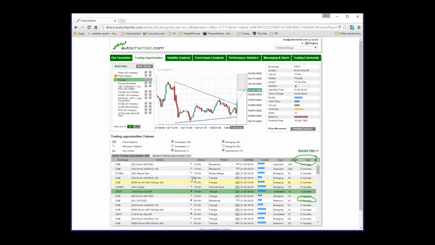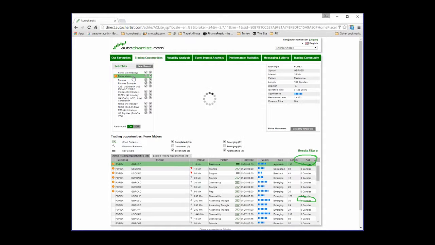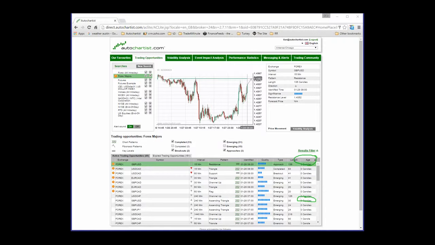E-mini, the Dow $5 E-mini has broken through a resistance level, and we think it's going up to just over 16,000. So that's an idea of how you can use it on the futures market and similarly on the stock market. What I want to show you now, let me go back to the Forex market. In fact, what I'll do is I'll choose my Forex Majors section so that I can show you something else, right?